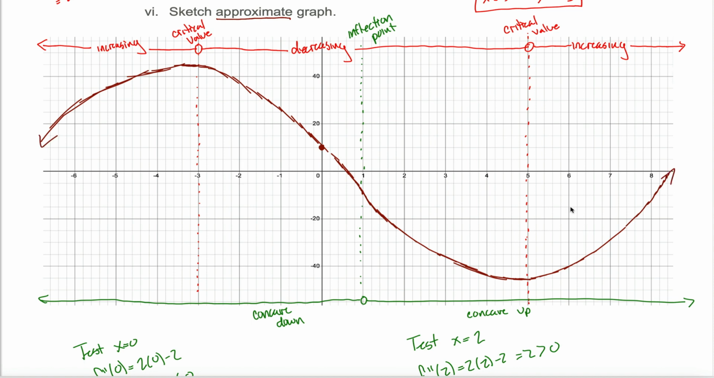Is this the exact graph? No, it's definitely not. I mean, this is just an approximation of the graph. But the important things I want you to realize is this graph is decreasing from -3 to +5 and increasing to the right of 5 and to the left of -3. And this thing is concave down to the left of +1, and it's concave up to the right of +1. And if you tried this on your own and you sketched a slightly different looking graph, but it exhibited all those features, you did it perfectly.